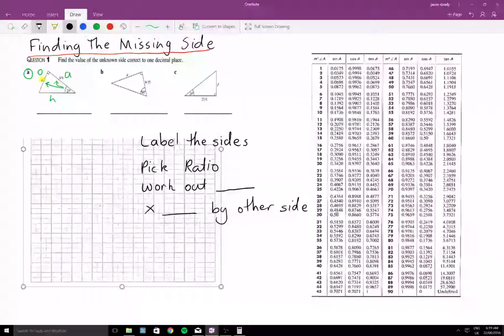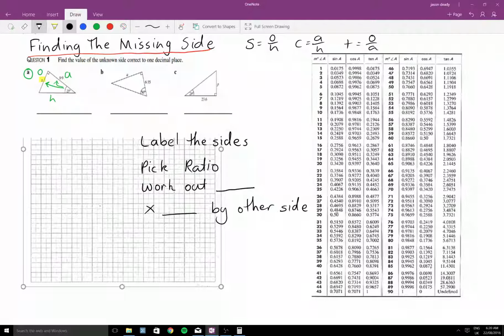Now I'm going to pick my ratio. My ratio options are sine equals opposite over hypotenuse, cos equals adjacent over hypotenuse, and tan equals opposite over adjacent. Here I've labelled my opposite side with the x and my adjacent side with the 8.9. So I'm going to use my tan ratio, because if I try to use the other ones, it's going to ask me for a hypotenuse, which I don't know and don't really need to know.